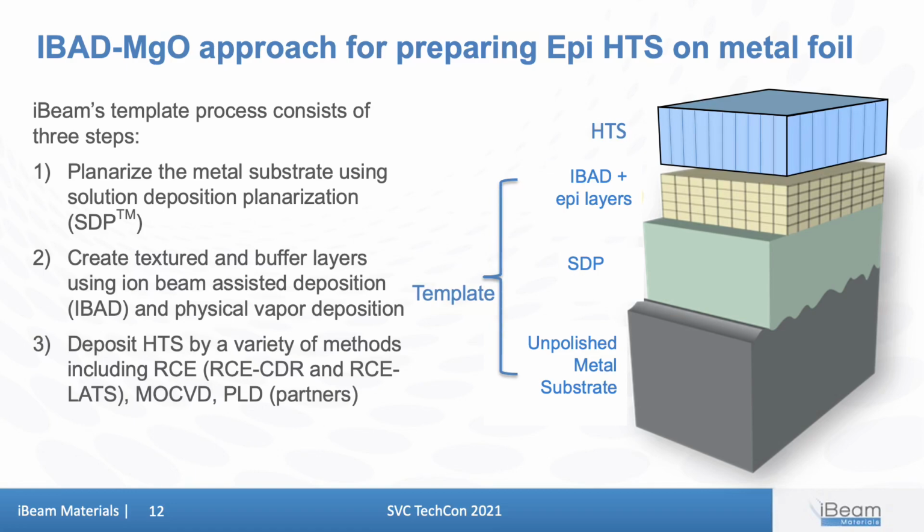We start with a planarization layer, which provides a barrier layer and a smooth surface for the IBAD deposition. We call this solution deposition planarization, or SDP, which is essentially a chemical solution deposition process done in air. Following that, we deposit IBAD and other epitaxial buffer layers by PVD. And then the HTS layer is deposited by a variety of possible methods. At our company, we do not deposit HTS, but we work with partners who have their own deposition methods.